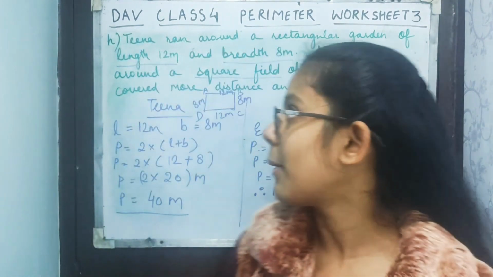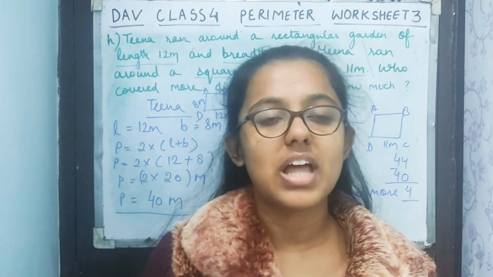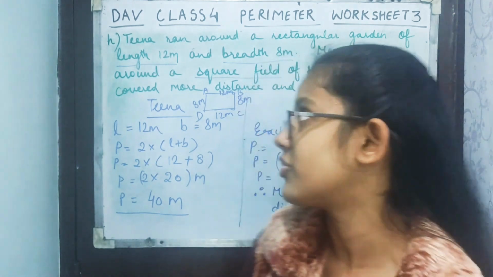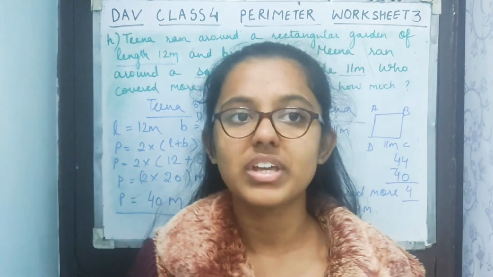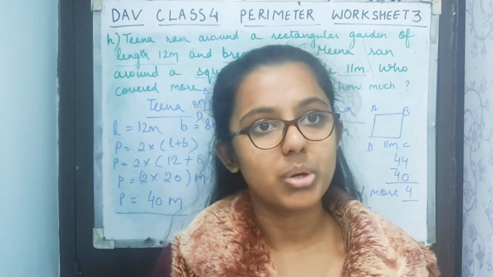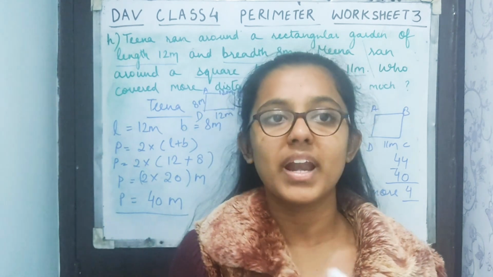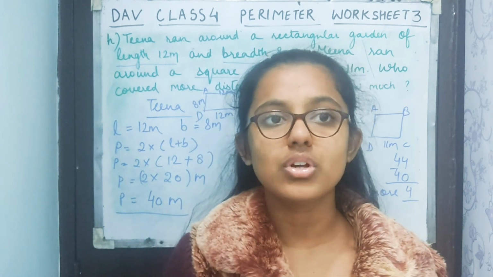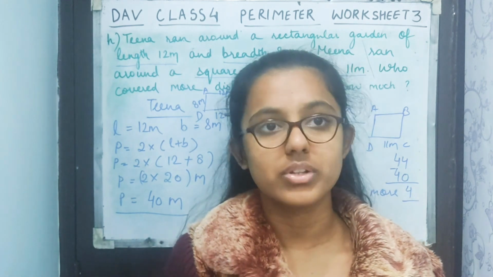Okay, so we have completed our H question and this was the last question of worksheet 3 of the chapter perimeter. So we have finished with our worksheet 3. We have also done worksheet 1 and 2. If you haven't done those, then go to the channel and do those worksheets too.